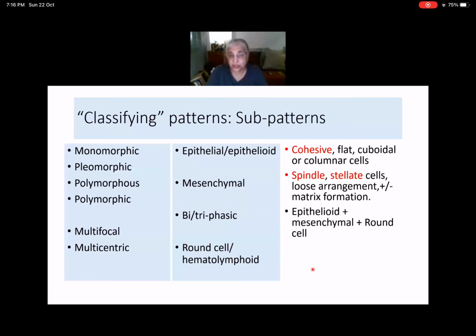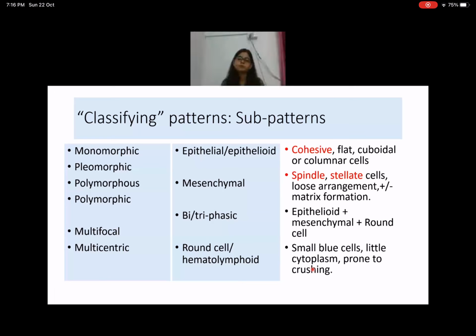And finally, round cell and hematolymphoid. They are small blue cells. Not all of them have either round cytoplasm or round nucleus. I do not like this term round cell because most of them are not round. Okay, they are small blue cells. Why do they look small and blue? Because they have very little cytoplasm. So they may be small oval blue cells. The nuclei are oval or round because you can hardly see any cytoplasm.